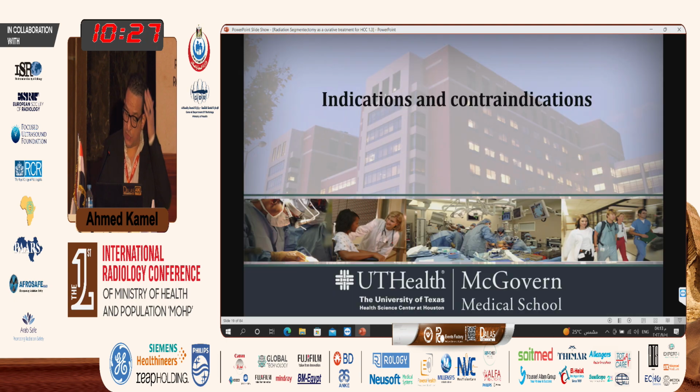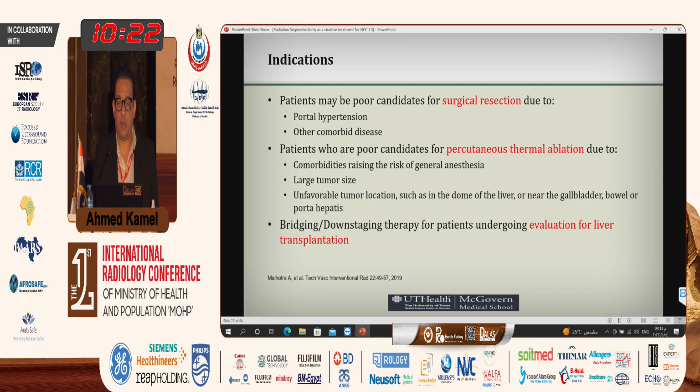So this is, of course, more than the vendor's recommendation, which is 120. Indications and contraindications: as it is right now, it's still a relatively new technique compared to the other curative treatments in the BCLC guidelines.